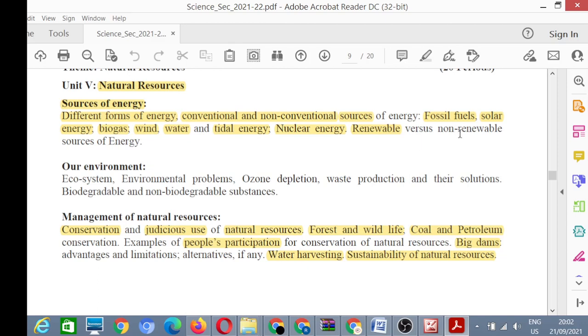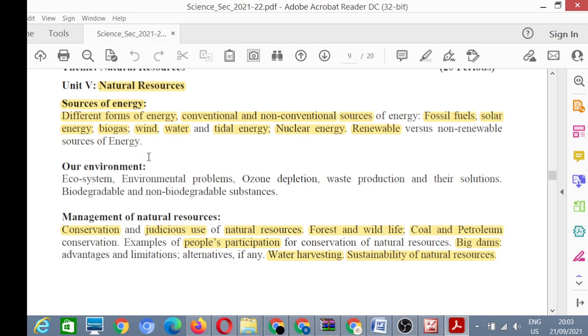Then fossil fuels. Solar. Then we have biogas, wind. These are non-conventional. Again, water and tidal. We can get energy from tides also. Then we have nuclear energy. Then we have renewable versus non-renewable sources of energy, which can be renewed. Energy sources which can be renewed.